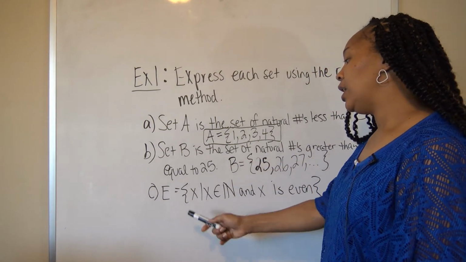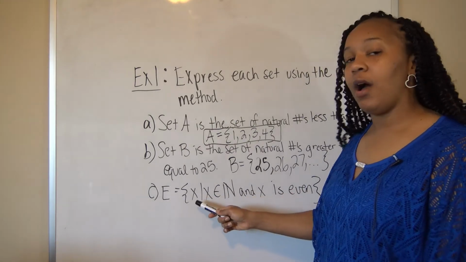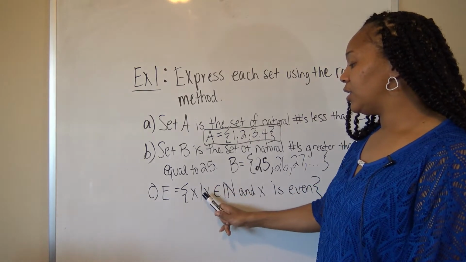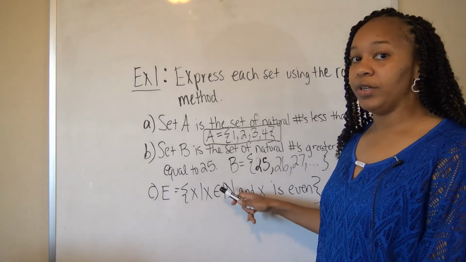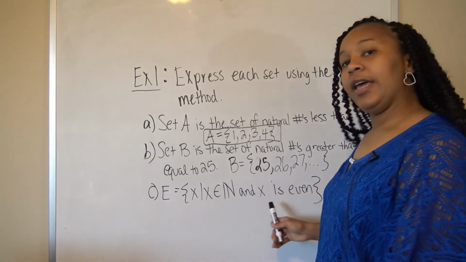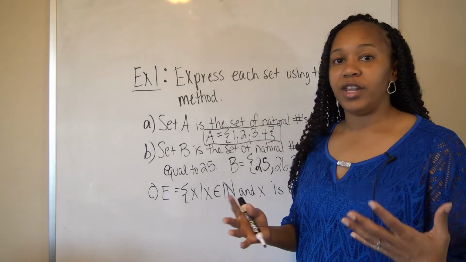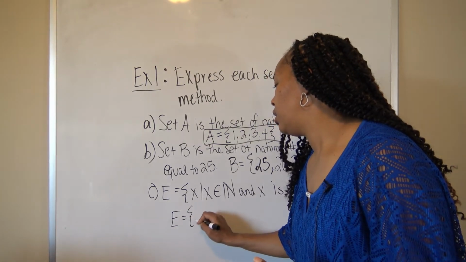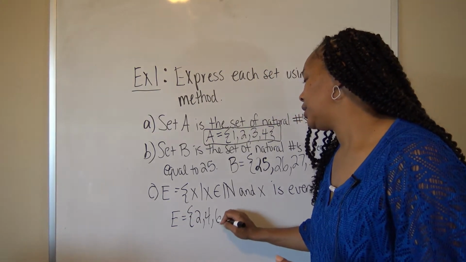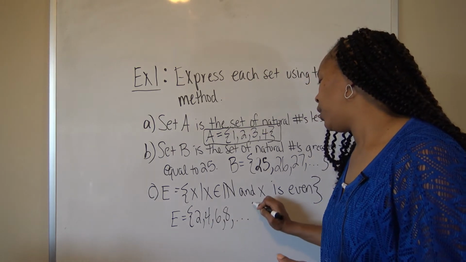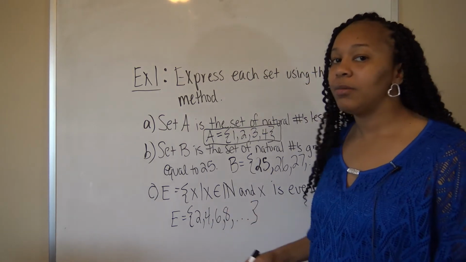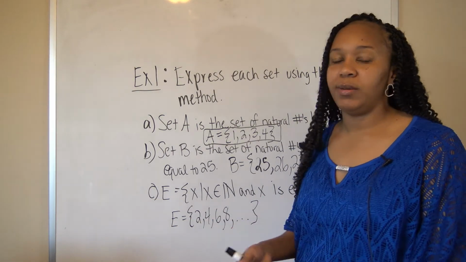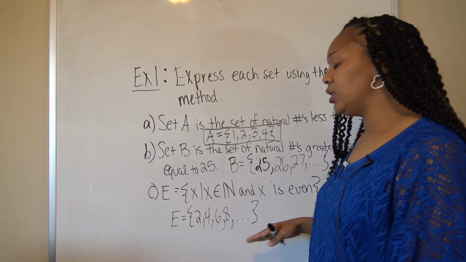Now for part C, it wants the set E to be the set of all X. So remember, this is set builder notation. So this says the set of all X such that X is an element of the natural numbers. That means X is a natural number and X is even. So basically we want all of the natural numbers that are even. So E would be 2, 4, 6, 8, and you will keep going in that pattern. You're basically skip counting, but every other number would be in that set. So the dots let you know you keep going in that pattern. And so this is how you would describe set E.